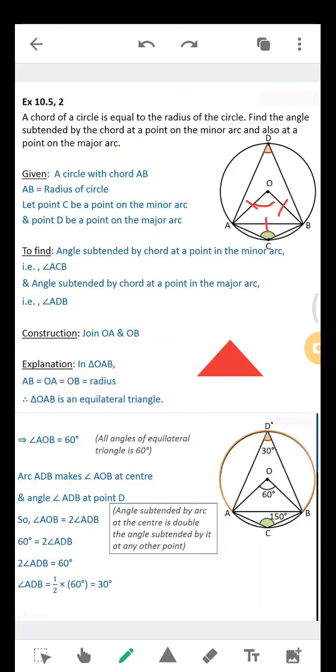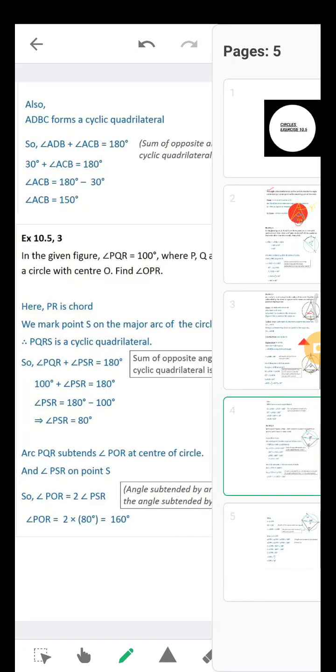You can see this is 60 degrees. So angle AOB is twice of angle ADB by the theorem. AOB is 60 degrees, so ADB will be half of 60, that is 30 degrees. So we got one of the angles. Now we have to find this other angle. How will it be 150 degrees? Let's see that in the next step.